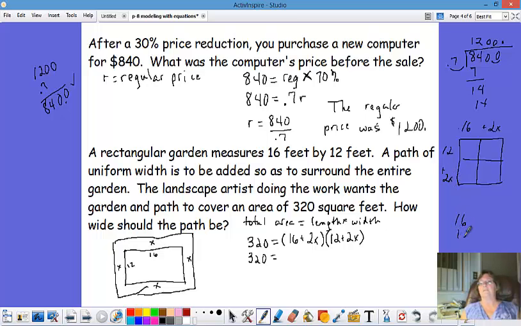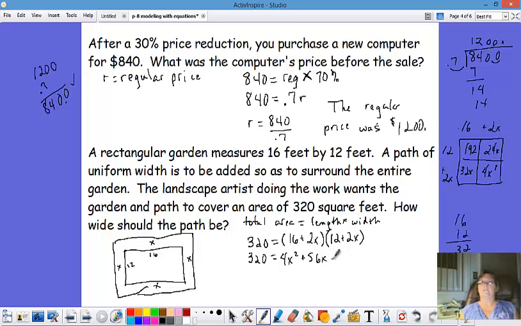16 times 12, I don't know. So a 6 and a 1. That's 192. So, all right, 192. 12 times 2x is 24x. 16 times 2x is 32x. And 2x times 2x, well, that's 4x squared. Oh my. Quadratic, quadratic. So let's see. We're talking 4x squared, and the like terms, 24 plus 32, 56x.